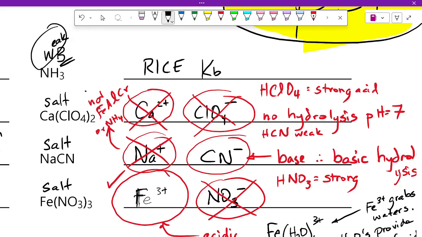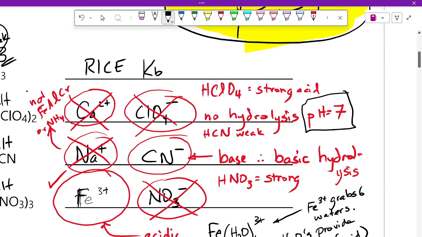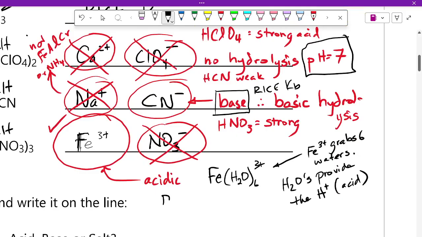This salt where there is no hydrolysis, you don't have to use any tools. You just say it's pH 7. When you have CN-, it is a base. What should you use? RICE and Kb. When you have Fe3+, it's acidic. What should you use? RICE and Ka.